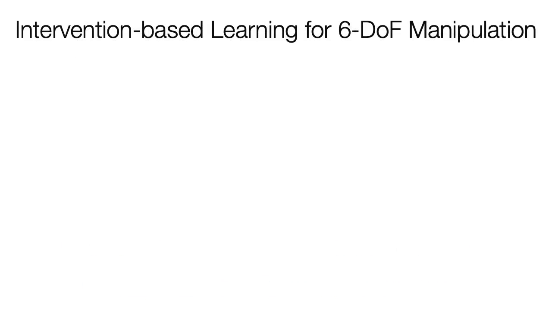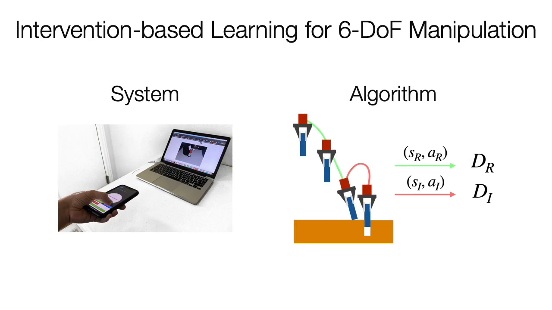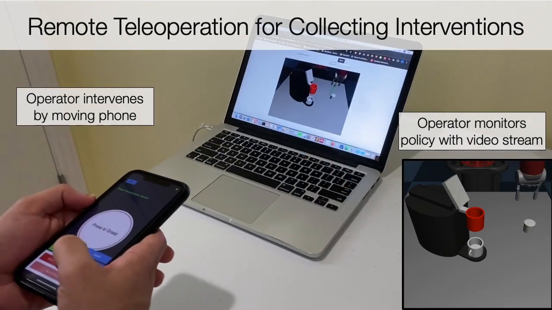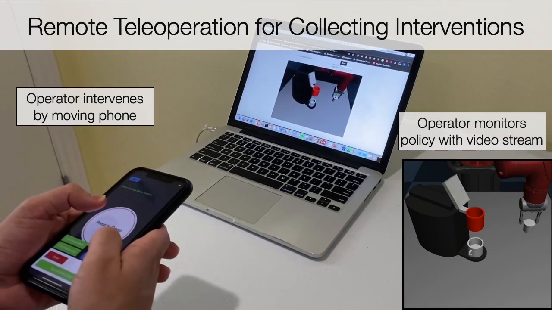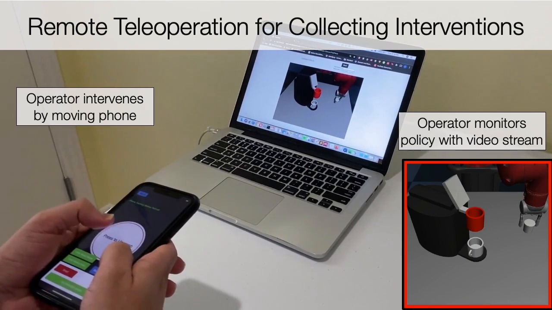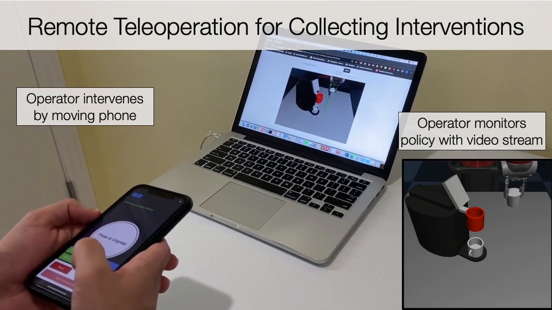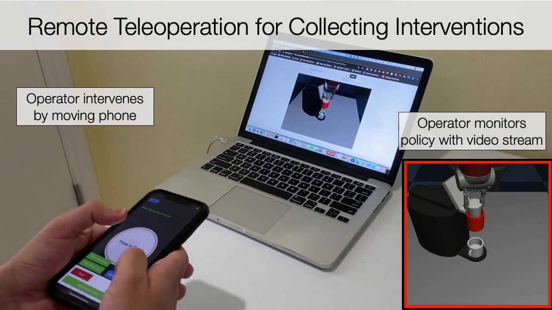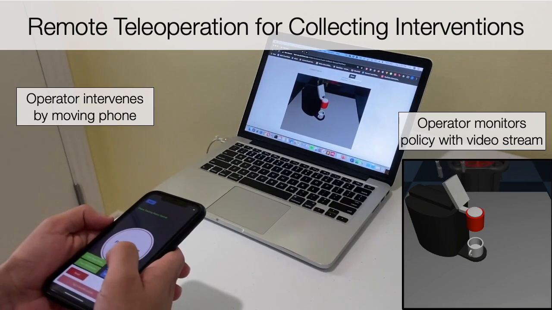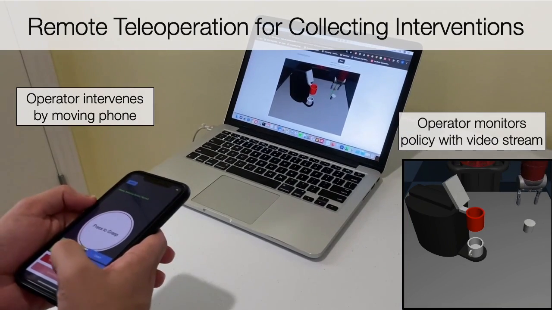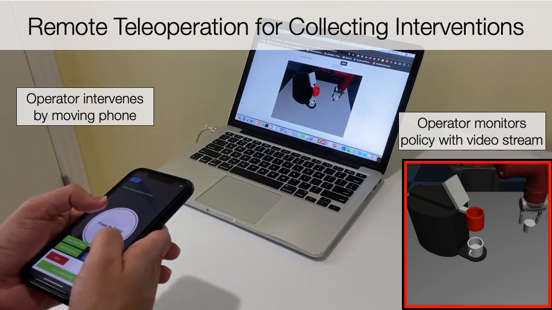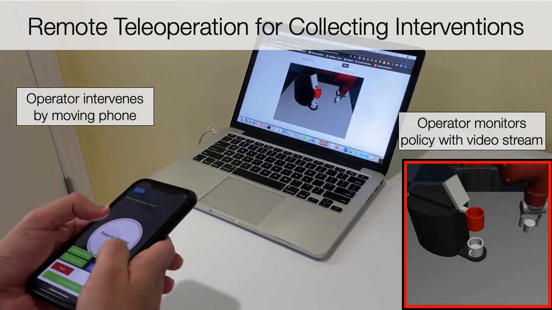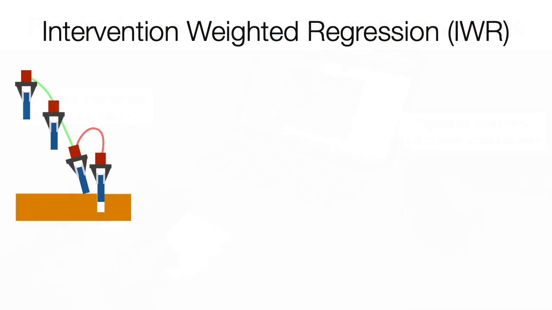In this work, we address the problem of intervention-based learning for manipulation by building a system and an algorithm. Our system allows operators to remotely monitor trained policies and intervene when necessary. An operator only requires a smartphone and a web browser. The operator watches the trained policy in a video stream until they decide to intervene. When they intervene, they move their phone in free space to apply relative pose commands to the robot arm. This provides a natural and simple way for humans to intervene and apply corrections.